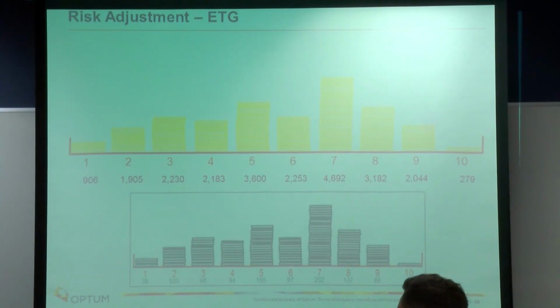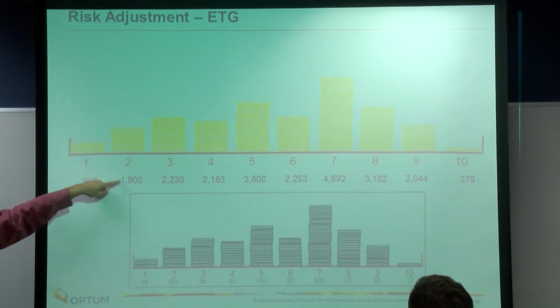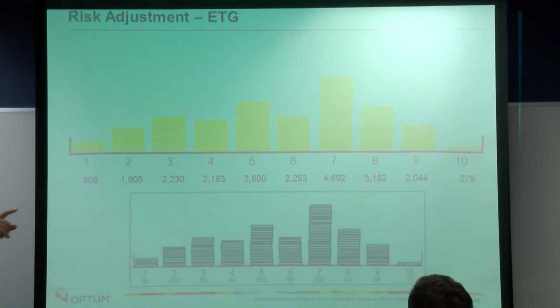Raj? I'm sorry, I lost what those sets are. Oh, consider these like the number of patients in each one. So there's 906 patients here, there's 1,900 patients here. How do you form those 10 sets? Are those the 10 levels of severity? What is the x-axis? The x-axis is the number of members in each of the buckets, 1 through 10.